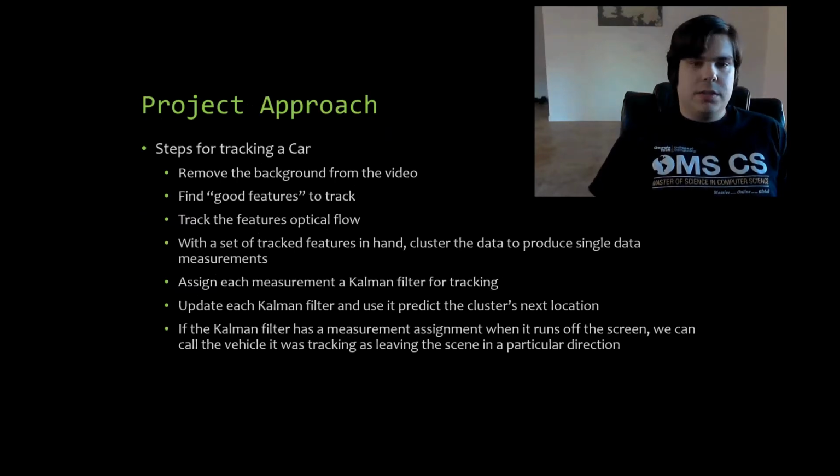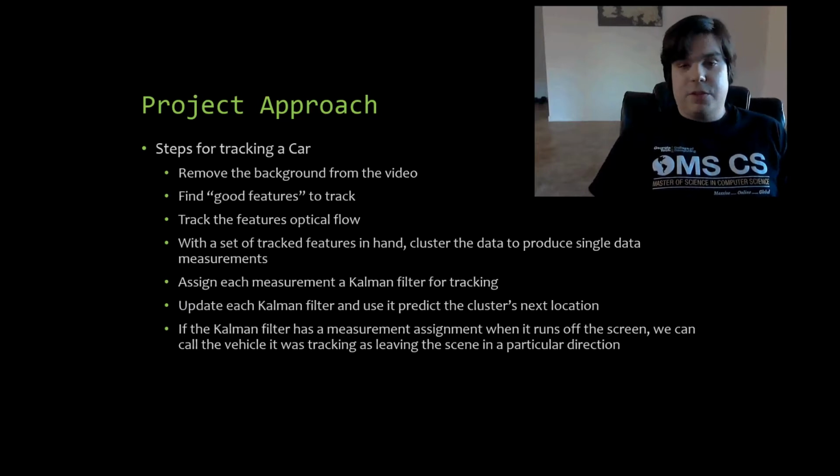So how are we going to do this? There are a few steps we have to take. The first thing we have to do is remove the background from the video. What that means is we need to get only the things that are moving in the video, only the cars. It'll include things like birds, and the shaking of the camera will produce some other features. But background subtraction will help us find the features that we care about.